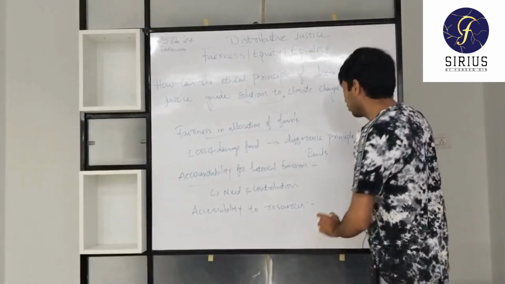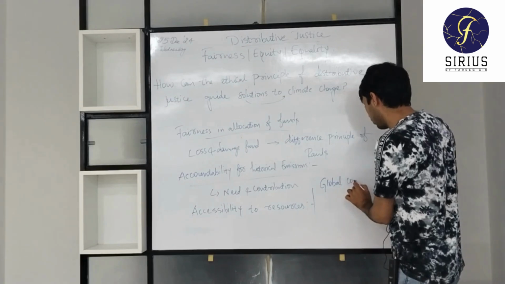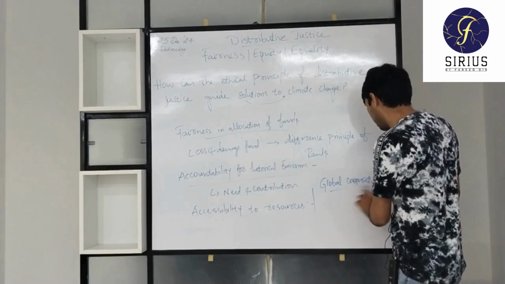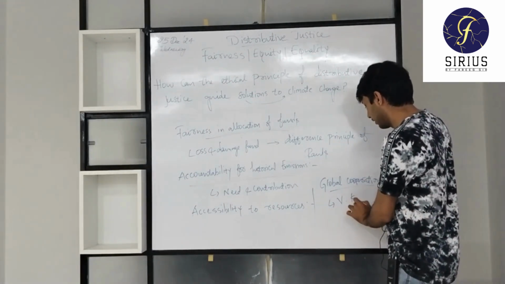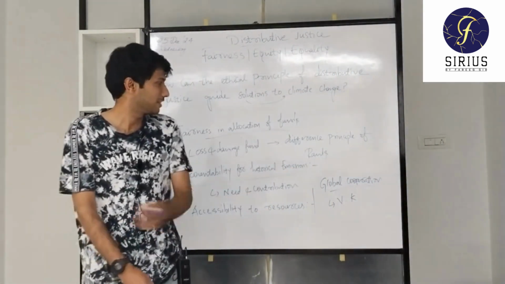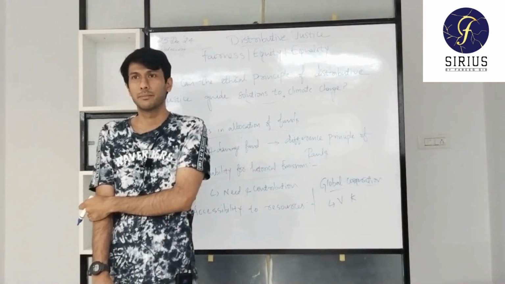And finally, we can also bring in this angle of global cooperation, because we need to cooperate, otherwise we are going to perish together. And here we can use the philosophy of Vasudhaiva Kutumbakam. BK is not Virat Kohli, it is Vasudhaiva Kutumbakam. One of the cliched philosophies.